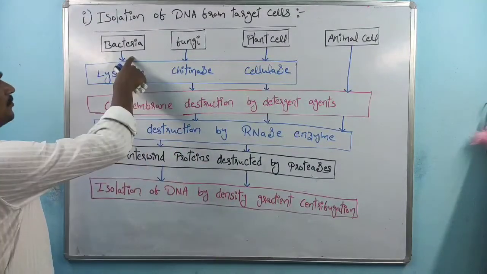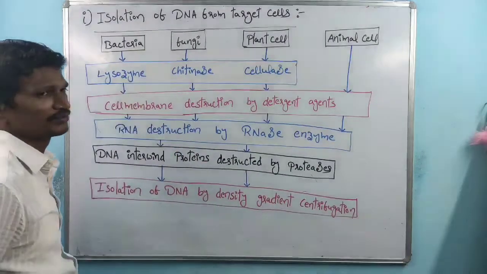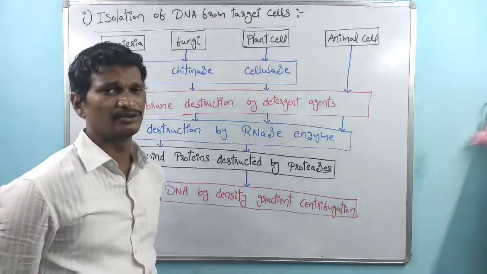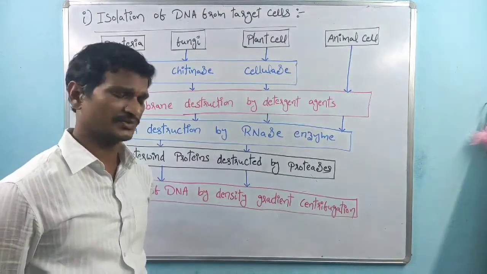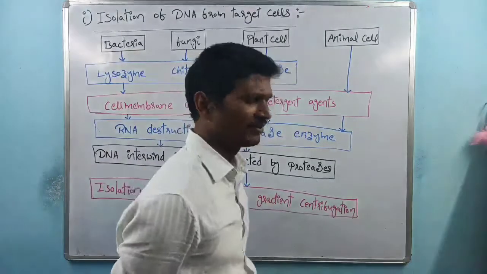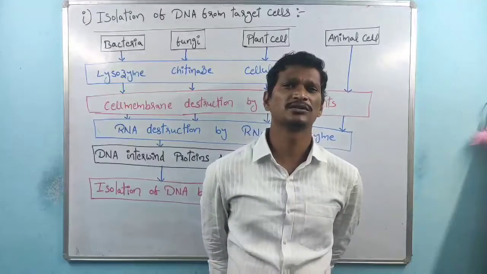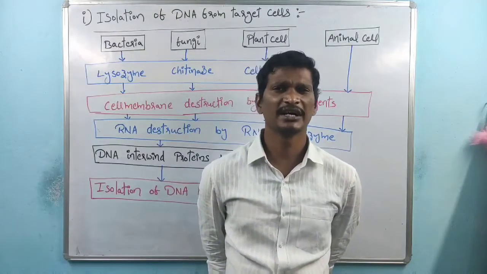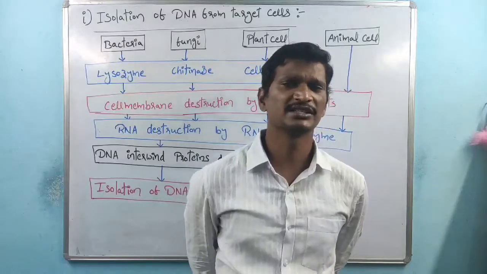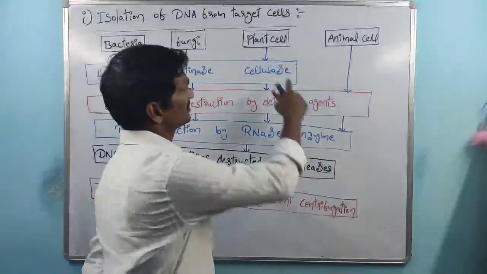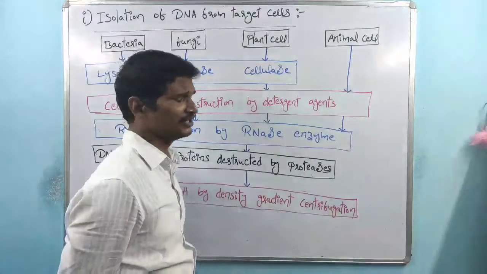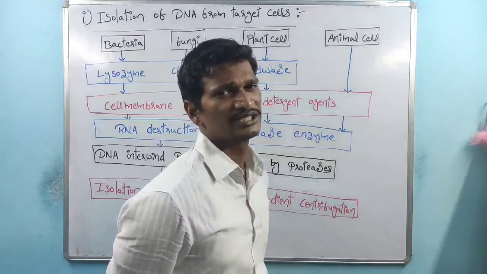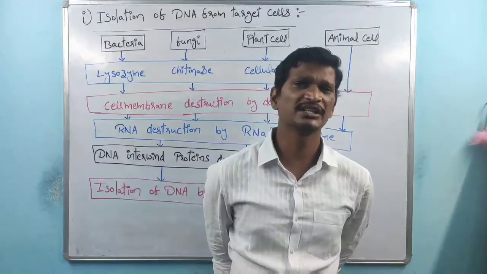Right? So for bacteria cells, I use lysozyme. For fungi, I will use the chitinase enzyme, because in fungi cells the cell walls are made up of chitin. Chitin is cleaved by the chitinase enzyme. For plant cells, the cellulase enzyme. Right? So these are the enzymes we are using to cleave the cell walls of different cells.